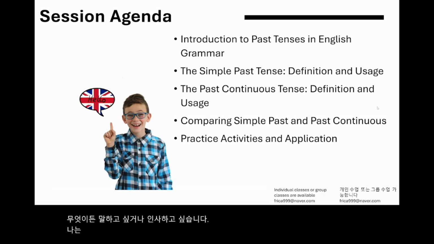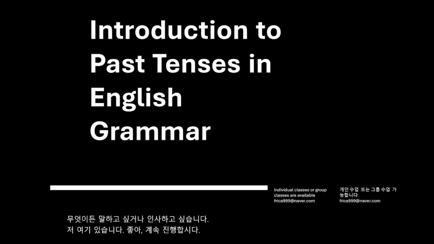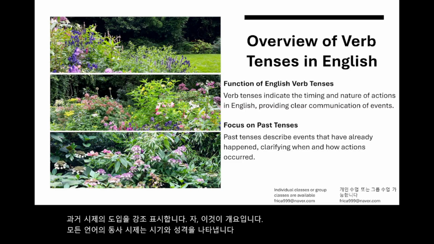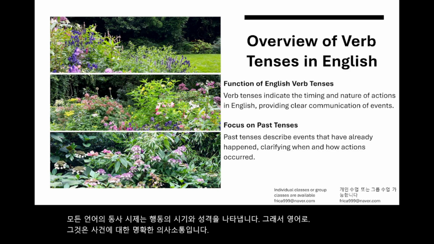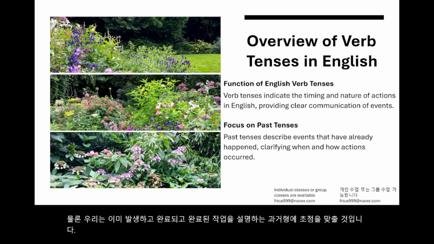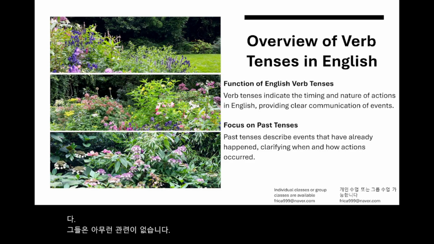All right, an introduction to the past tenses. This is an overview. Verb tenses in any language indicate the timing and nature of actions. In English, it's a clear communication of events. Of course, we're going to focus on the past tense, which describes actions that have already happened and are finished and done. They have no connection to now. That is for another stream.